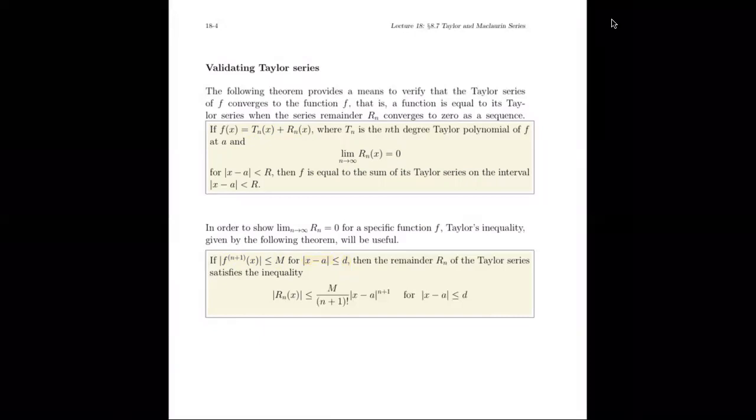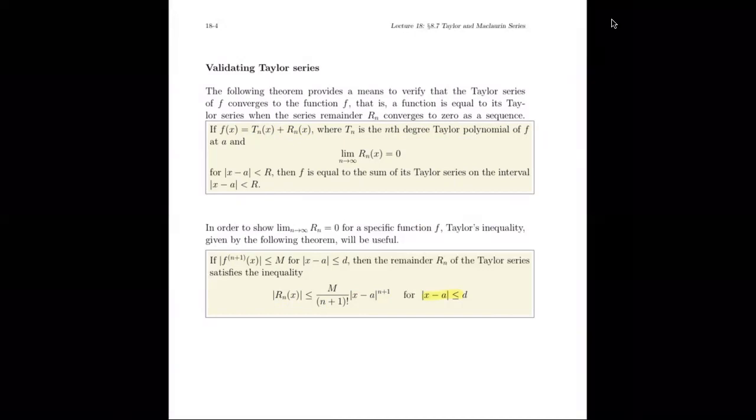But this is a bound on this remainder. M will be fixed because it's bounding the n plus first derivative, or it might be a function of n, quite possibly, over n plus 1 factorial, and then times x minus a to the n plus 1. And this is for, again, x values that are centered around a, but within a distance d of a.